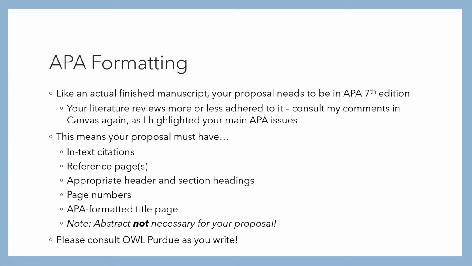So this means your proposal must have in-text citations, reference pages, appropriate headers and section headings, page numbers, and an APA formatted title page. Just as a note, the abstract is not necessary for your proposal. That's just for your final research project, so you don't have to worry about that right now. Since I can't say this enough, please consult sources like OWL Purdue as you're writing. Please, please, please.